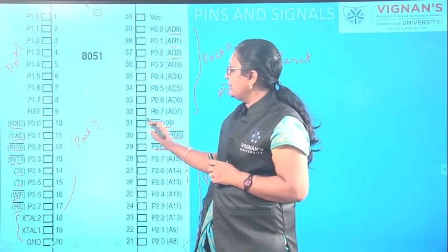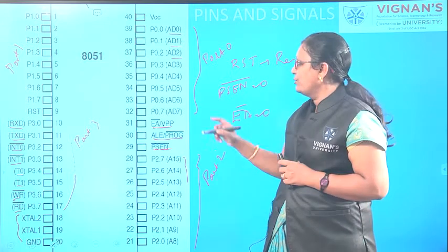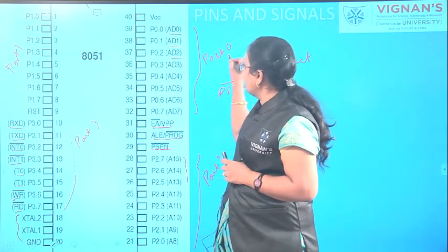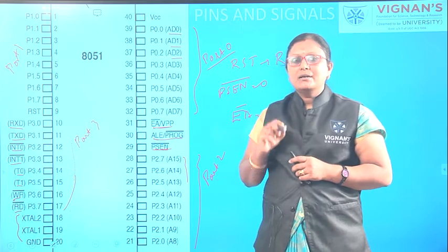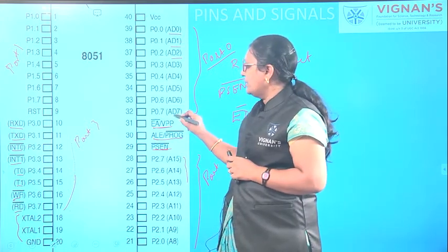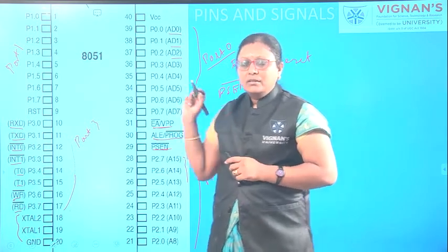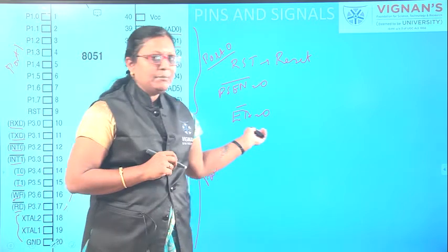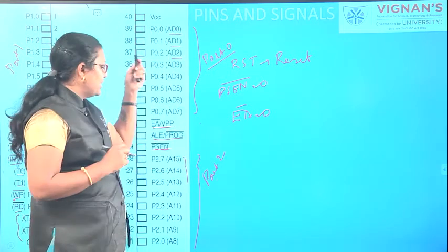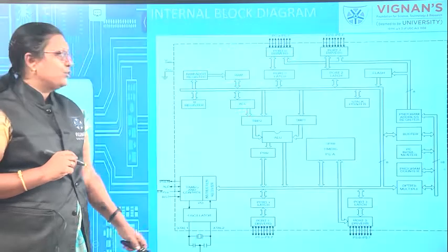Then coming to pin numbers 32 to 39, it gives you port 0. As I told you already, port 0 is nothing but the multiplexed pins. Multiplexed pins in the sense that the lower order address and data signals are multiplexed in this port. Okay, so these are all about the pins and signals of your 8051 microcontroller.